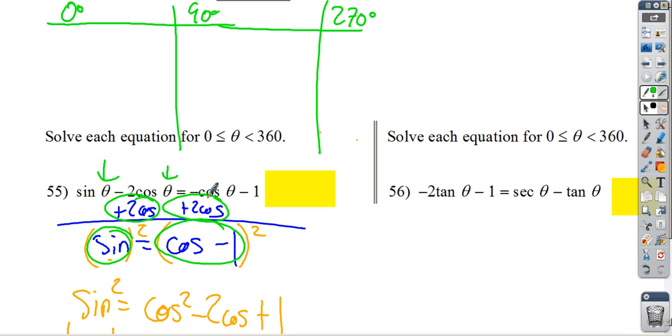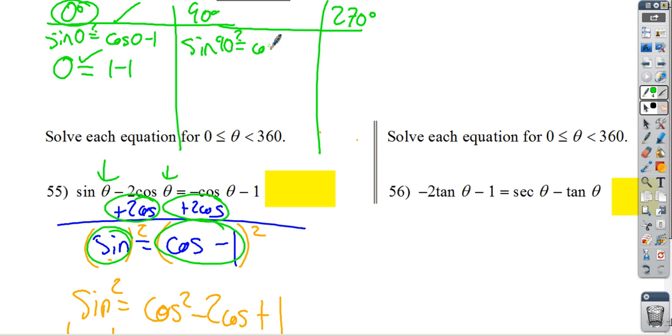We added 2 cosine, we know that this is right. So sine of 0, does that equal cosine of 0 minus 1? Sine of 0 is 0, cosine of 0 is 1. So 1 minus 1, that does equal 0. So 0 is a real solution. That one checks out. Let's test 90.